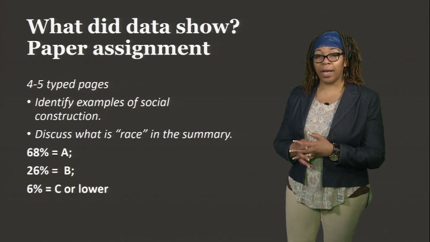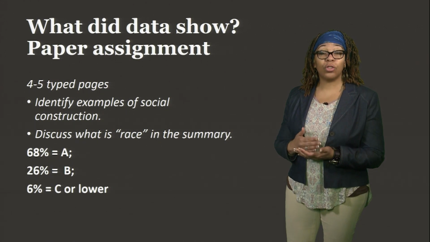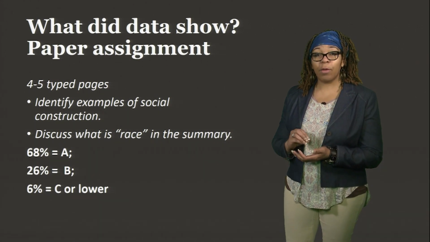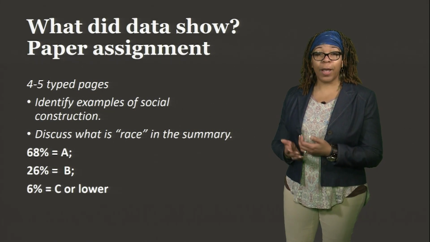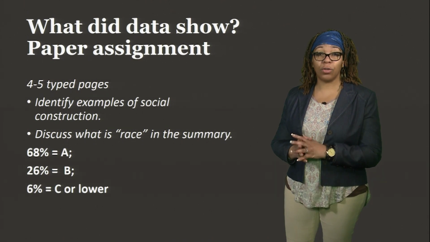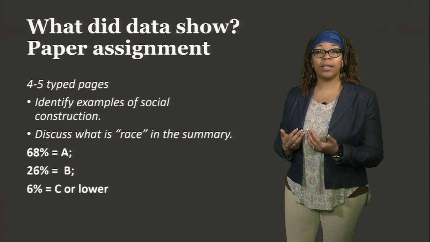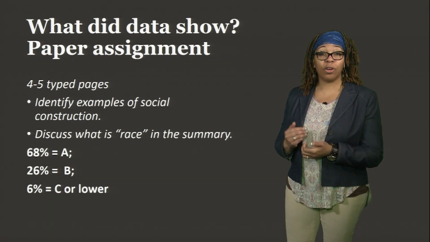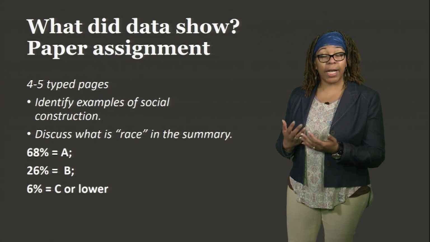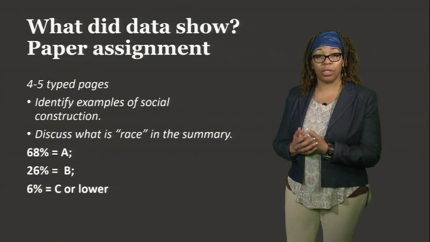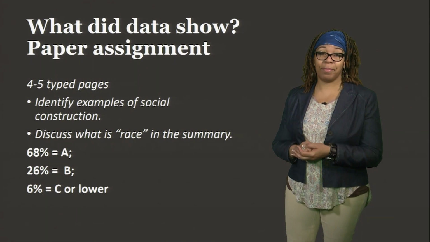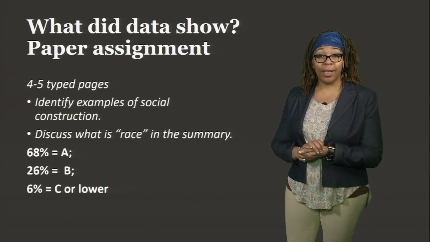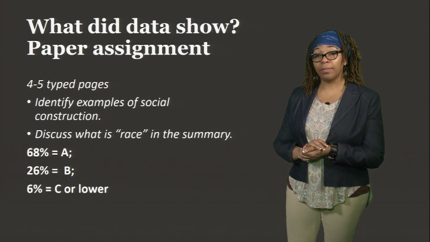For a paper assignment that I assigned mid-semester, students were able to identify segments of the readings that relied upon a social constructionist understanding of race. For this paper assignment, students were asked to read articles and then summarize them in 4 to 5 typed pages. They were to discuss what is race to you in the final paragraphs. They were asked to identify examples of social construction. 68% of the class earned an A on that assignment. 26% earned a B, and 6% earned a C or lower.